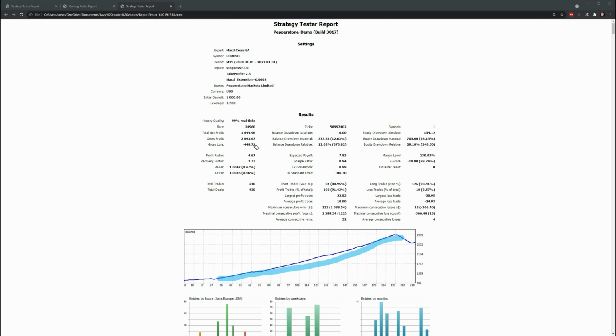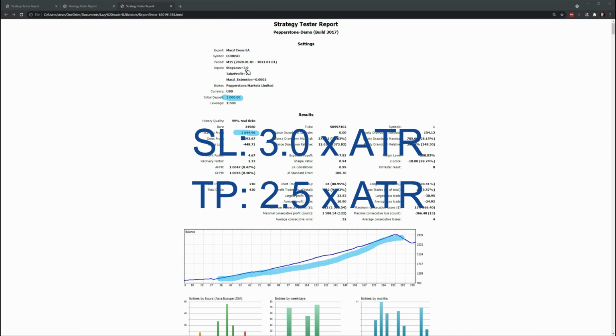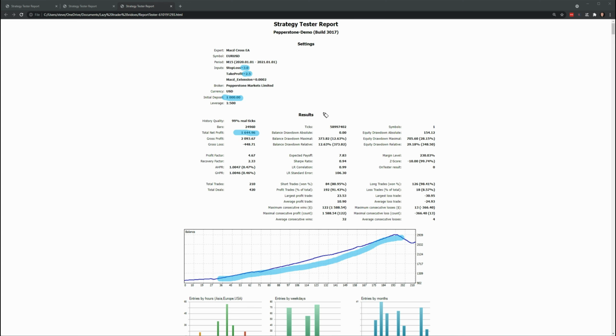Granted that we didn't make that much money, but still, we did make 160% on the account. Because just in case you didn't notice, we were on a $1,000 account. So we made $1,600. The stop loss was 3 to 2.5.